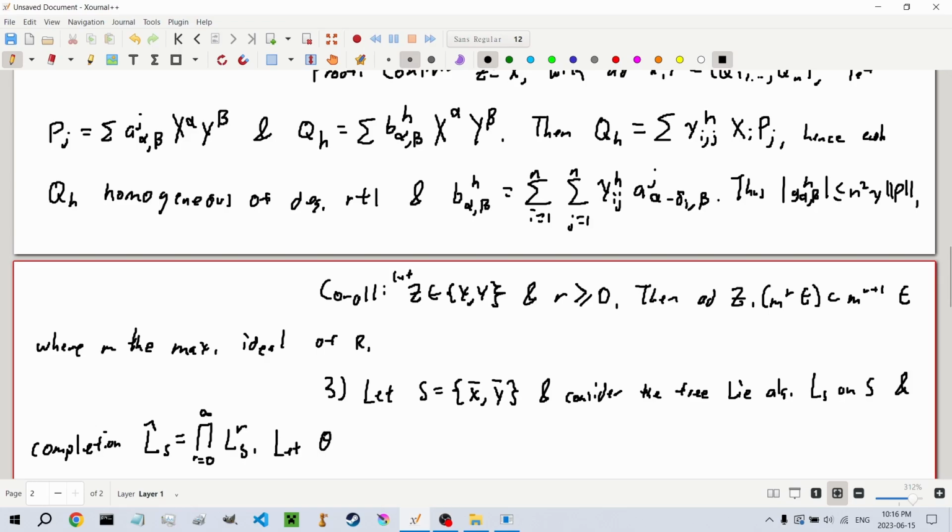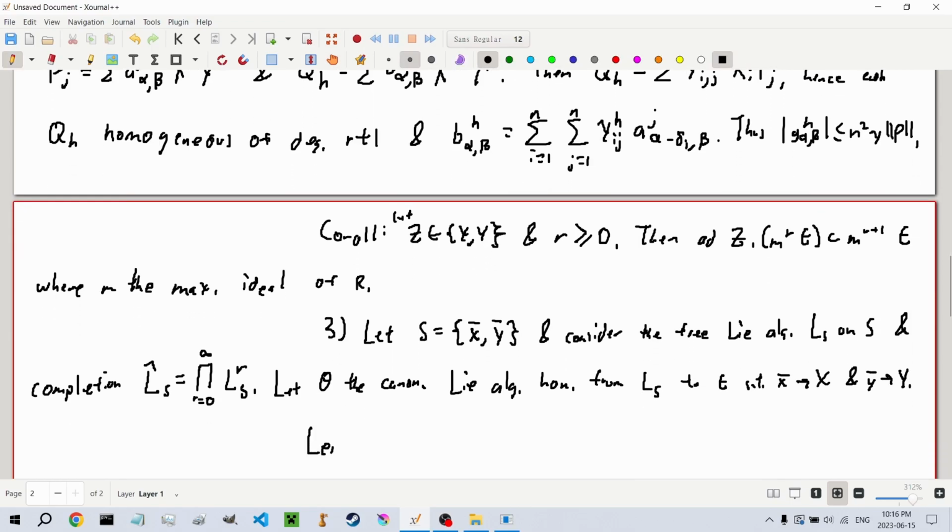Let theta be the canonical Lie algebra homomorphism from L_S to E, such that X bar goes to X and Y bar goes to Y. Then we have the second lemma, where for positive R, theta on L_S to the R is within M to the R of E. This is immediate by our previous corollary.